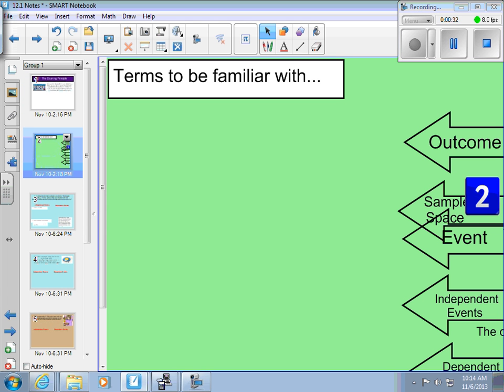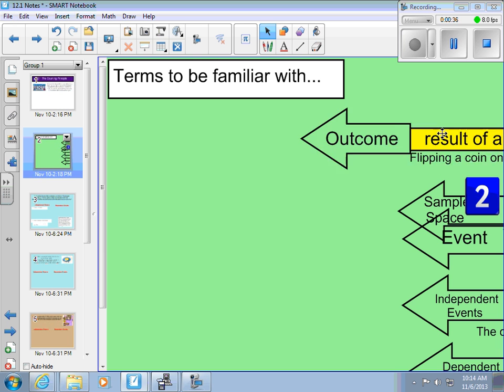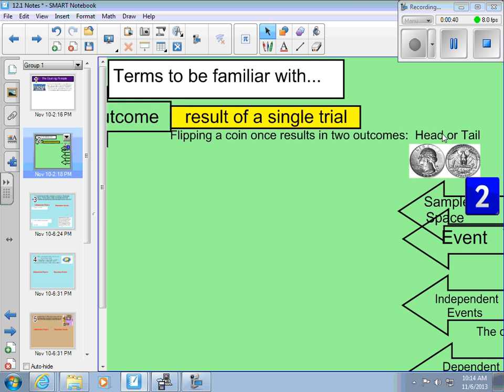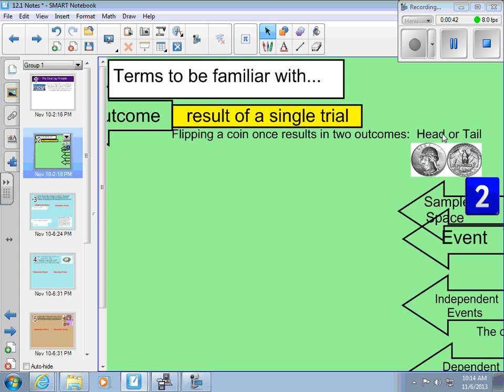These are some terms you're going to need to know throughout the chapter. One of them is what's called an outcome. An outcome is the result of a single trial. So one example would be flipping a coin. You have two possible outcomes: either you can flip a heads or a tails. So flipping a coin would have those two outcomes, and different things would have different outcomes.